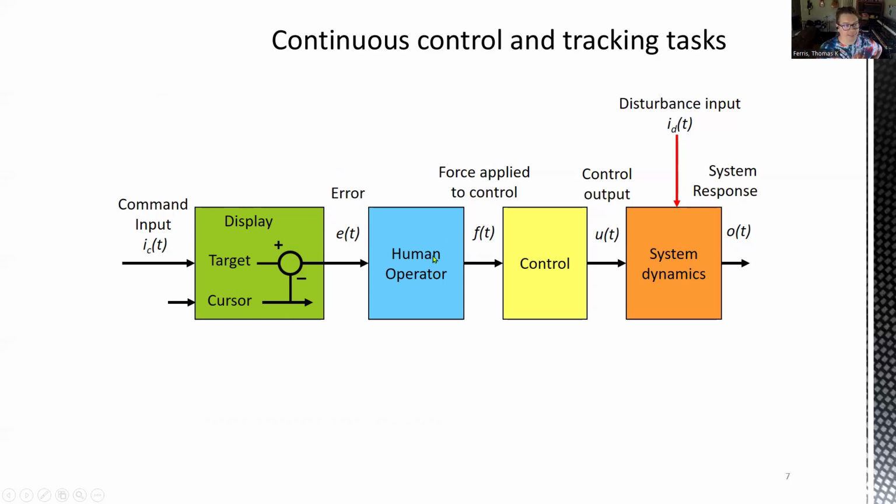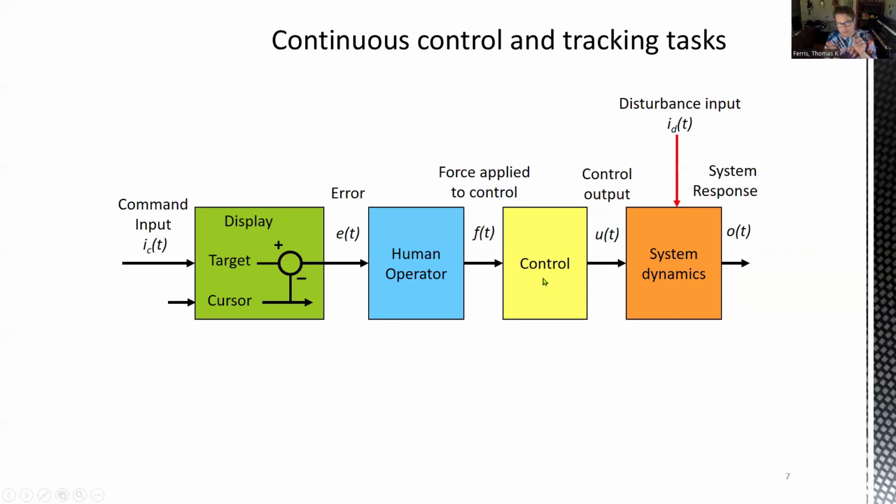The human operator then processes that, determines what to do to overcome that error, and applies that force to the control. The control applies its output to the system. The system responds to the control input, but also to other environmental factors. So if I have control input on this end, and then I just have to wait until it comes out the other end, that is how you would describe my action. We'd call this an open loop activity, an open loop motor program.